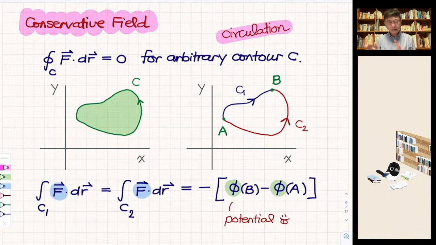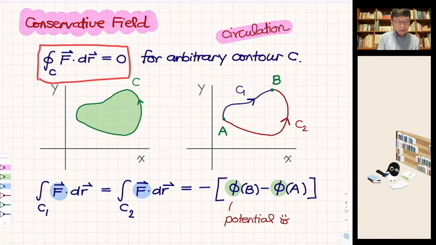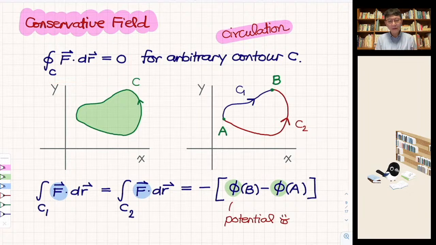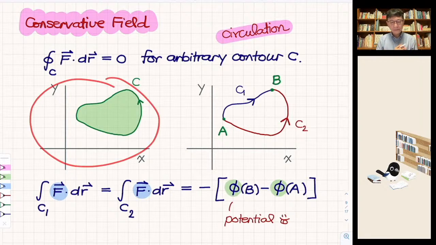So please keep that in mind. If you're trying to calculate something like this, sometimes we will just say that if a field's circulation is always 0, then it's conservative. So the circulation is just a shorthand notation of saying the integration over a closed contour. Okay, so the figure is like that.